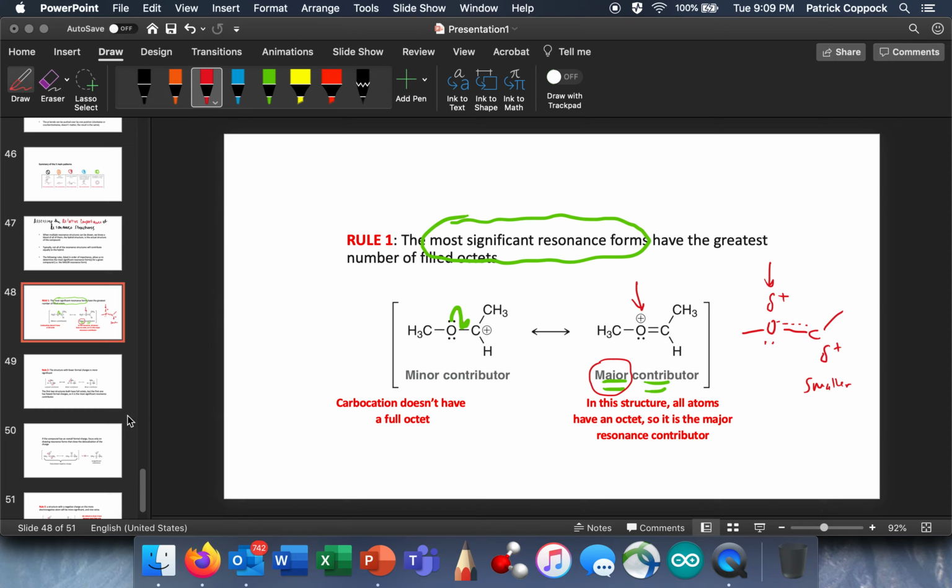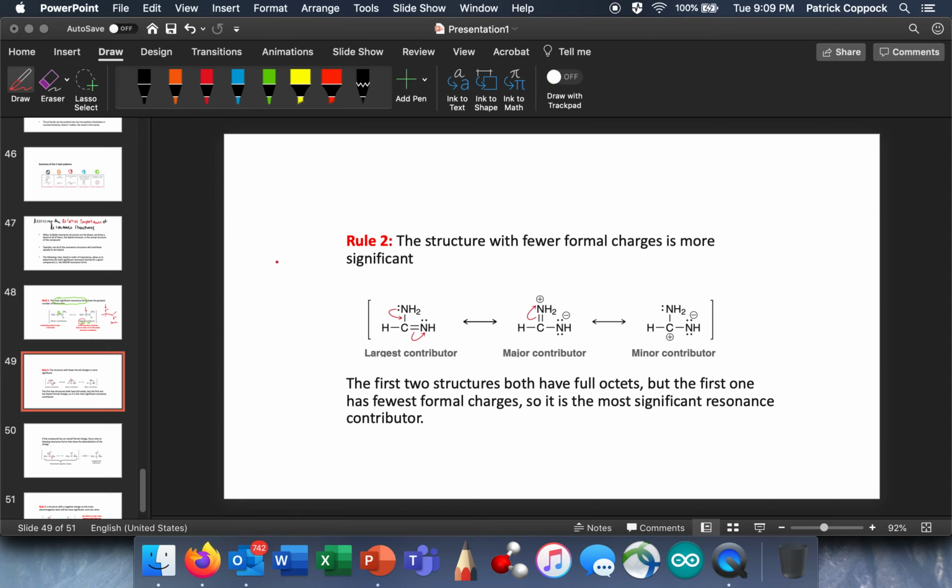Okay, we're going to do that with a couple other examples. All right, we'll do that each time. Now, rule number 2 is that the structure with the fewer formal charges is more significant.